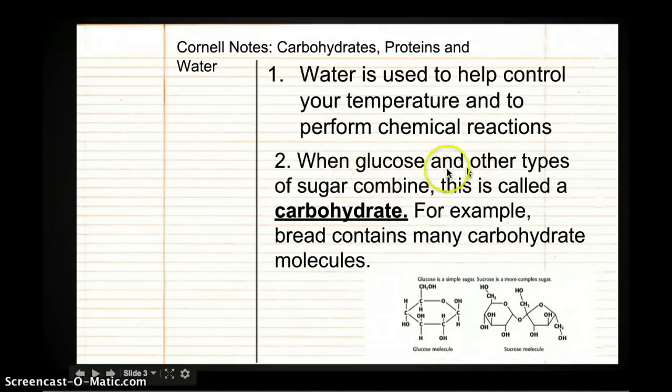All right, number 2. When glucose, which we talked about, is one type of sugar, and other types of sugar combine, because there's multiple kinds of sugar, this is called a carbohydrate. For example, when you eat food like bread, bread has sugar, but it's not just simple sugar, it's sugar molecules combined, and these combined sugar molecules are called carbohydrates.